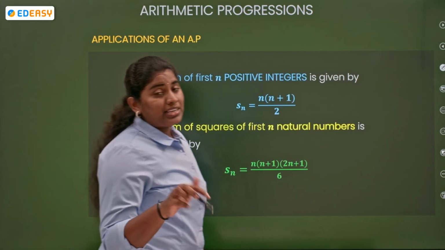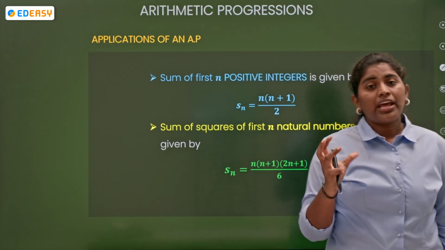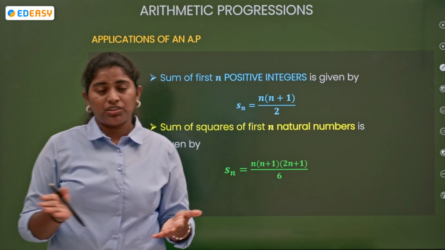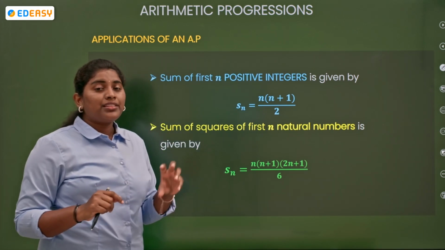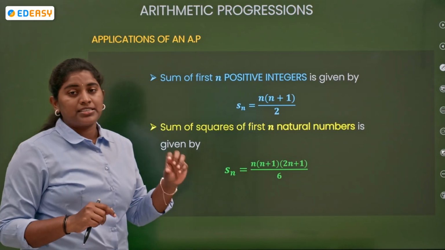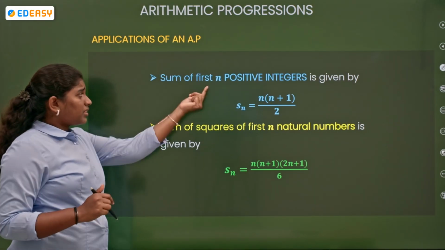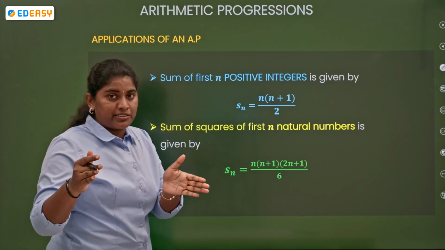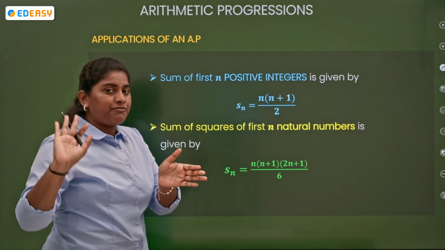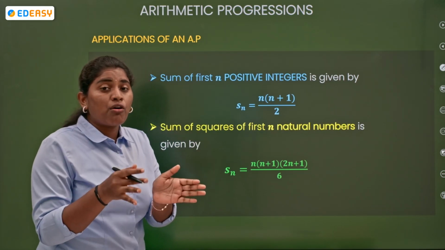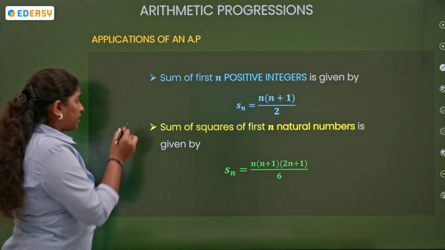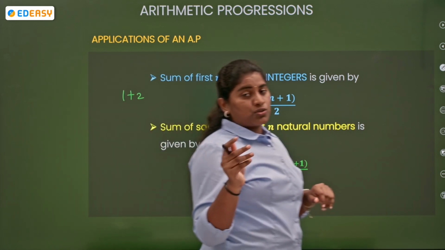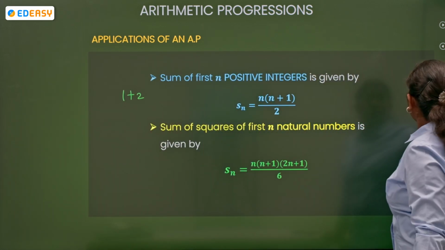Applications of AP. What do we mean by applications of AP? We have different types of numbers, like natural numbers, whole numbers, integers and so on. But using the AP concept, we can find simple values like the sum of the first n positive integers, that is, natural numbers. We don't know what the n value will be. Like if you need to find the sum of the first 5 natural numbers, that is 1 plus 2 plus 3 plus 4 plus 5.